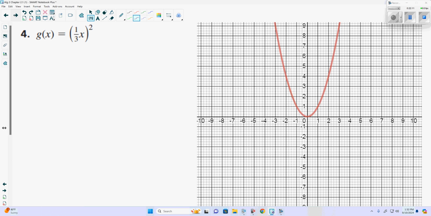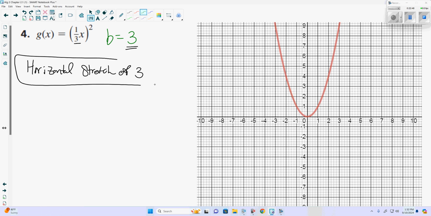Let's look at this one. 1/3 x squared. How many transformations do we have? We just have the one. We have the 1/3. Since it's being multiplied by the x, it's our value b, which would mean it will be a horizontal stretch or shrink. But before we even figure that out, we have to take that 1/3 and flip it. And if we flip it, we get 3. So this would be a horizontal blank of 3, and it would be stretch.